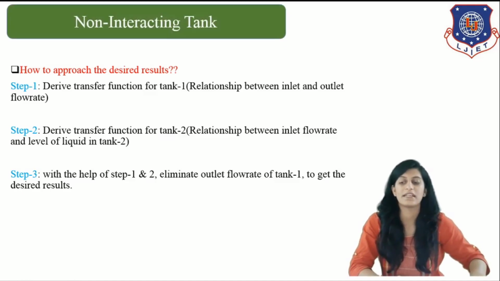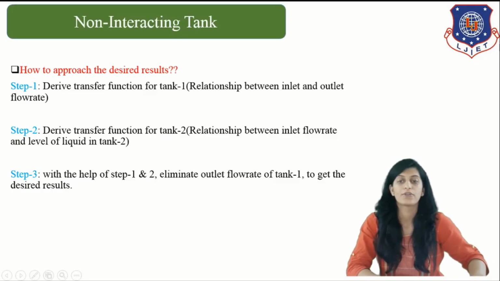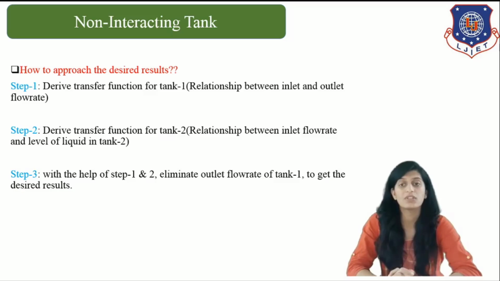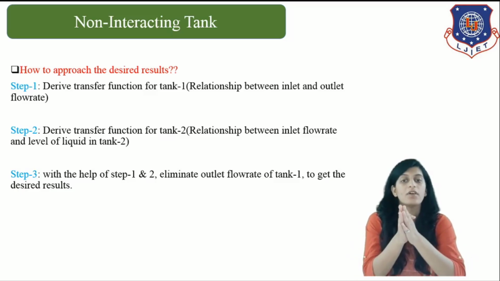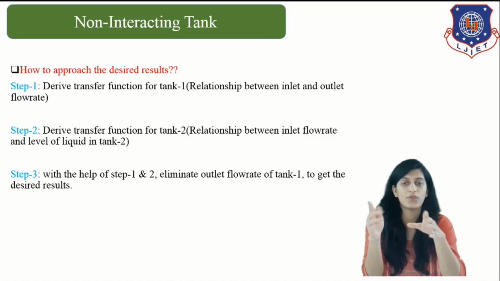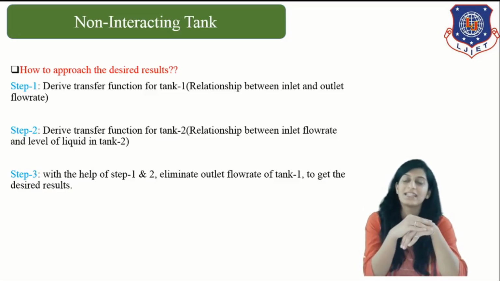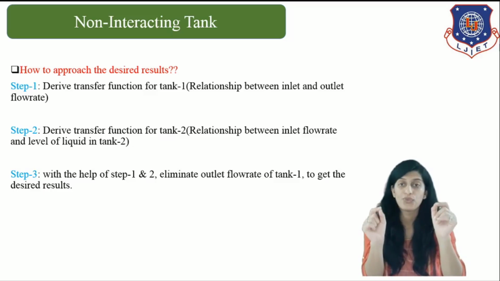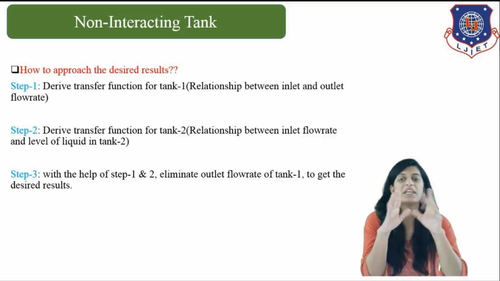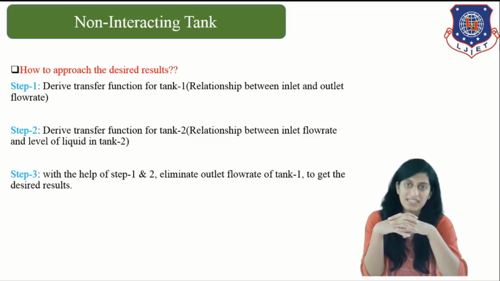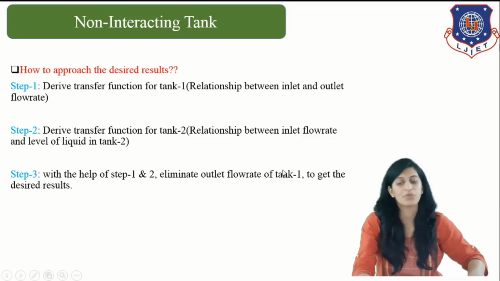For solving this derivation, we simply need to follow these 3 steps. In the first step, we will derive the transfer function for tank 1, that is, the relationship between inlet and outlet flow rate for tank number 1. In the second step, we will similarly derive the inlet and outlet flow rate relationship for tank number 2. Then in the third step, we will simply multiply both the equations, step number 1 and step number 2, to get the desired output.